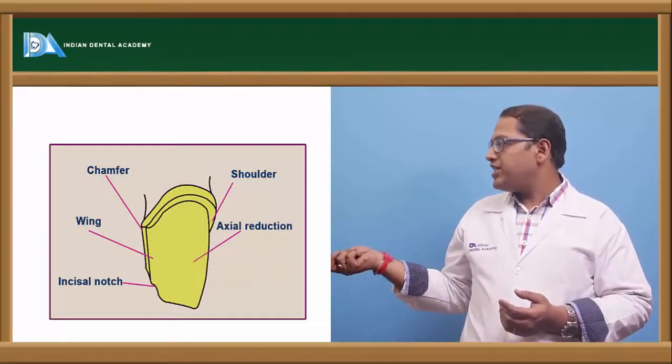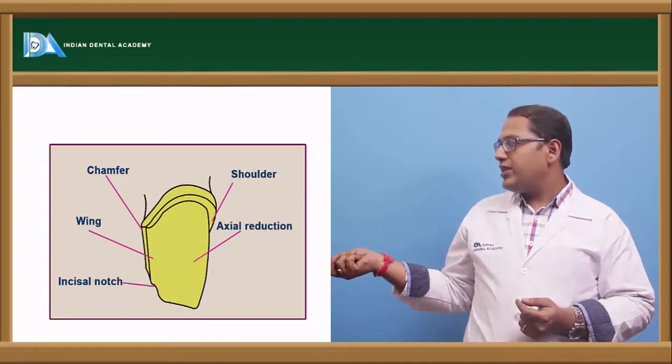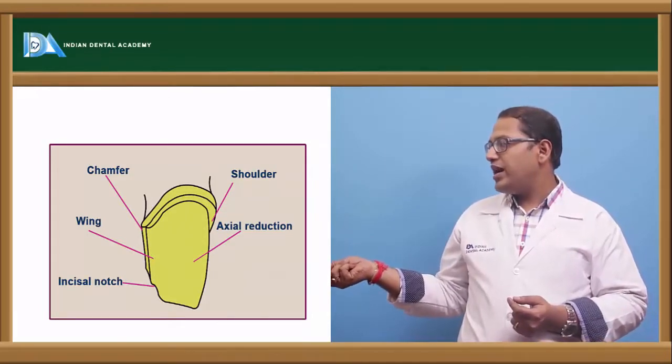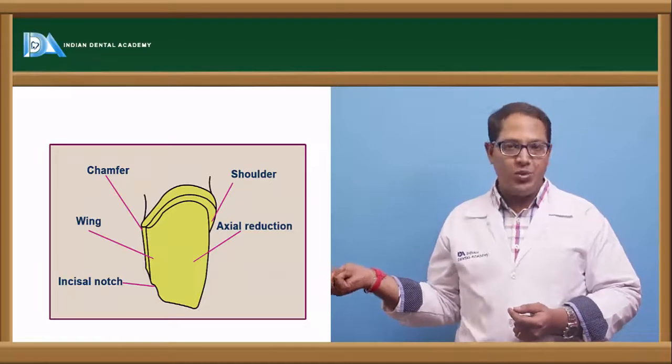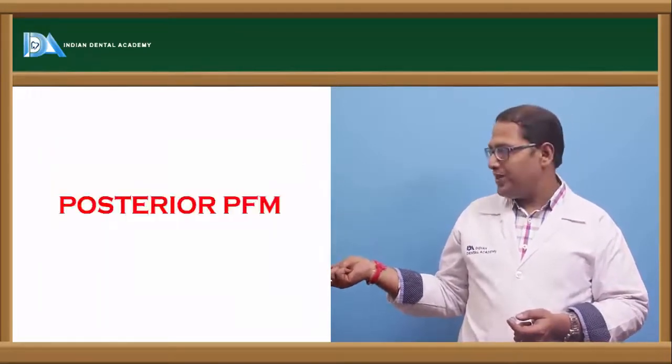So now we have a chamfer on the lingual side, shoulder on the buccal side, axial reduction, biplanar, wings we have, and incisal notches we have. This is what I was talking about in the starting, that this is how the entire preparation comes into the picture.